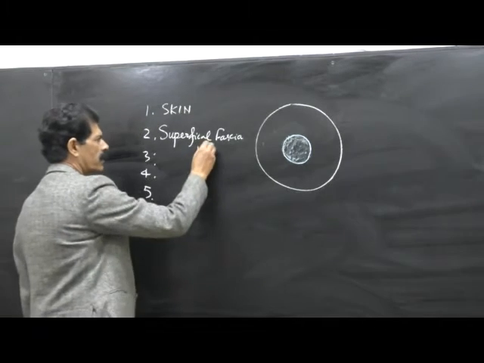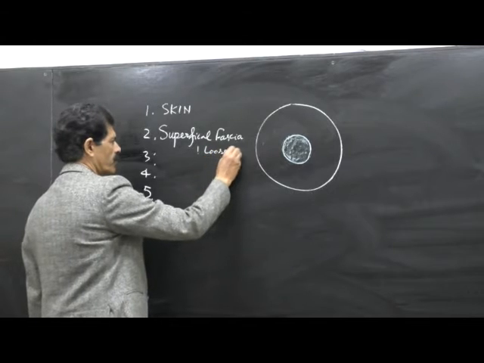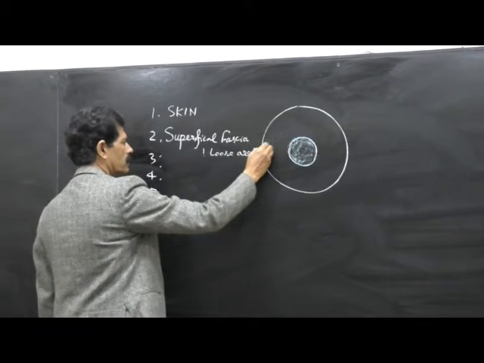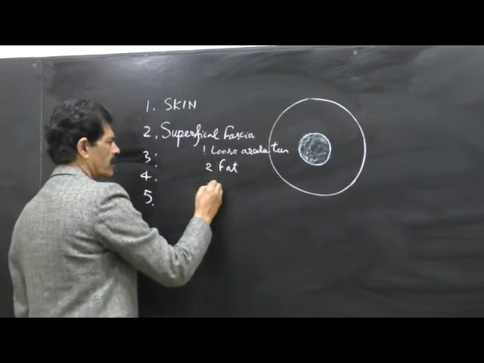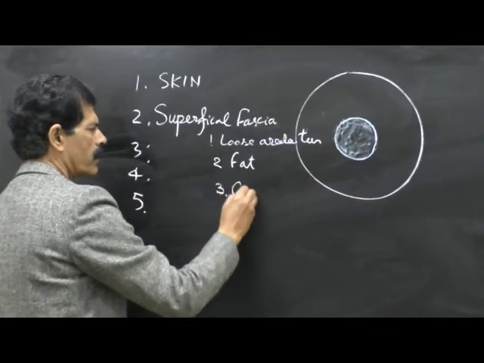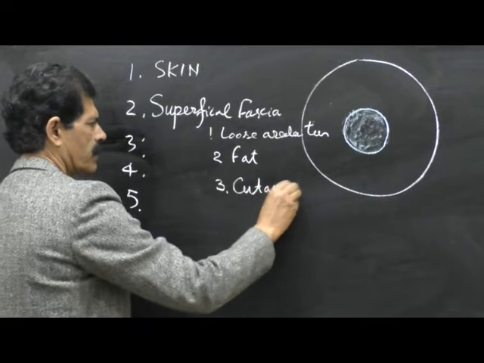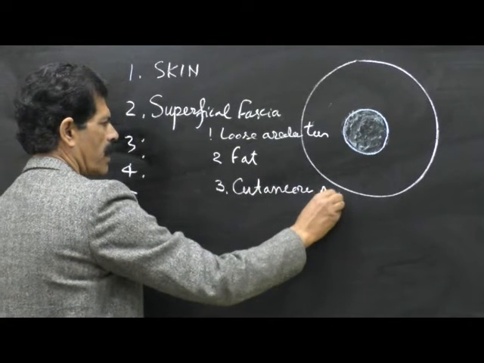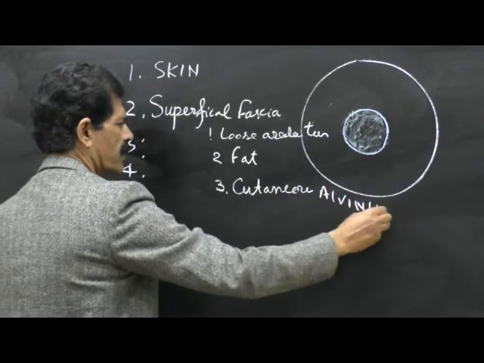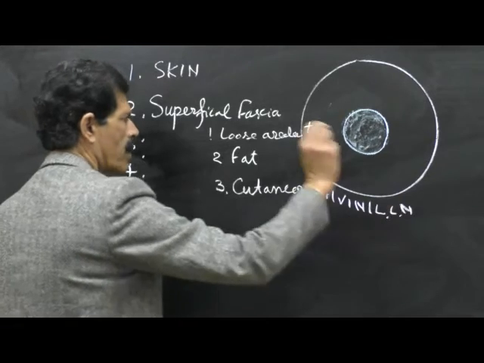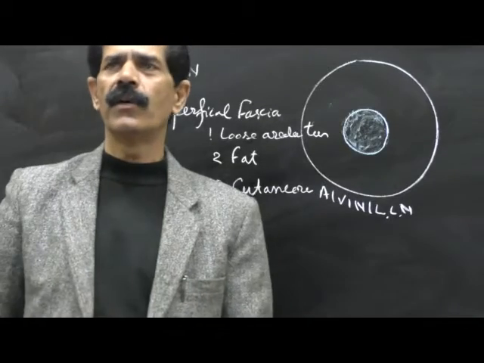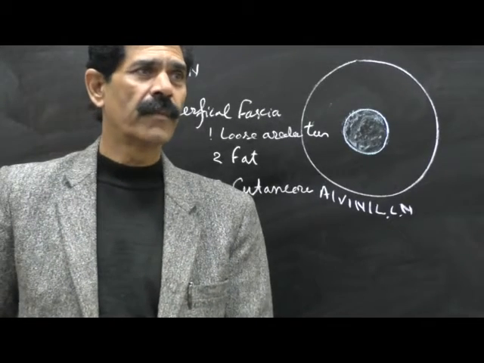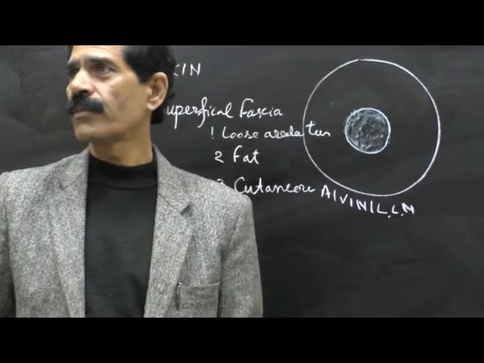Number 1, loose areolar tissue. Number 2, yellow color fat. Number 3, cutaneous artery, veins, nerves, lymphatics, and lymph nodes. That is what is called the superficial fascia. Now you will go into detail in general anatomy. Nowadays you are doing each and every part of it.